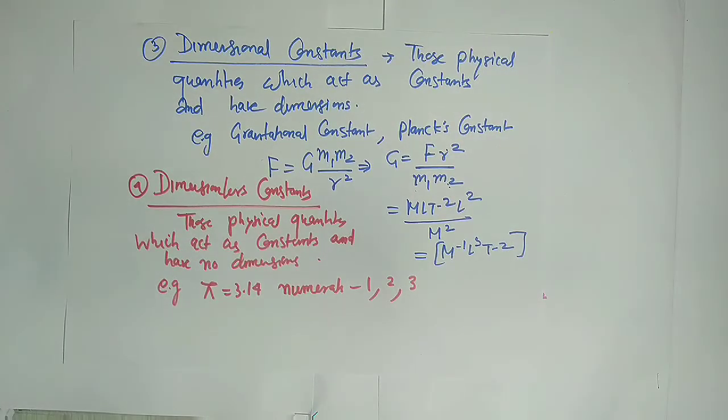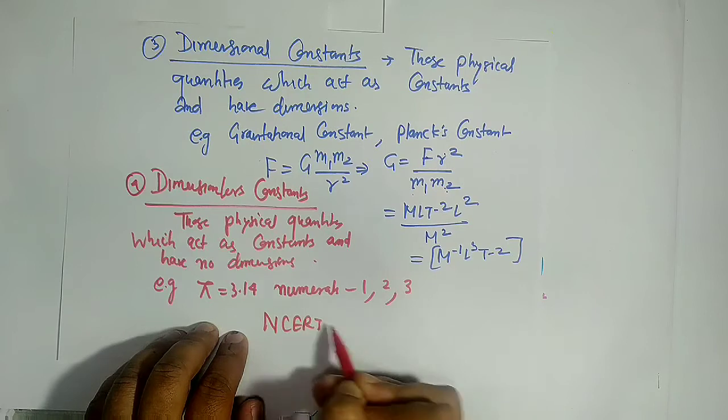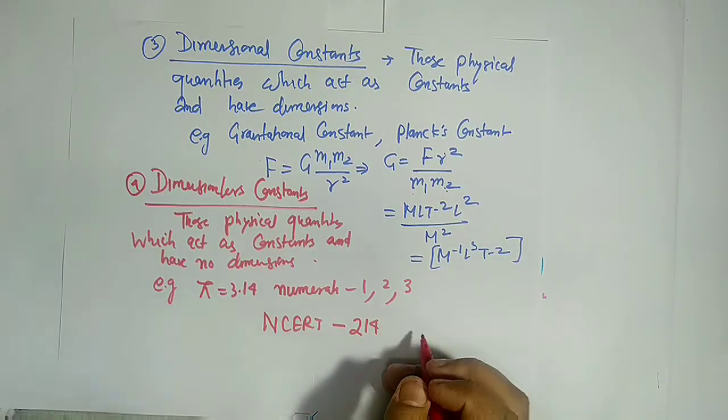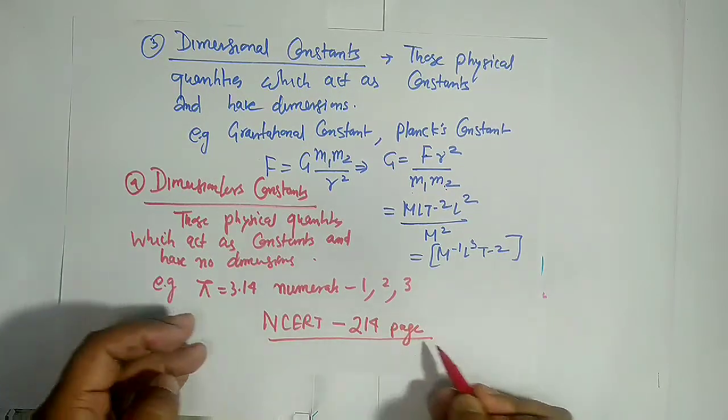So there are four things: dimensionless constant, dimensional constant, dimensional variables, dimensionless variable. Then we'll move on to their applications. So go through all the dimensions, find them out, and if you go through the NCERT book, you'll find it on page 214 where dimensions are written. You can go through it.